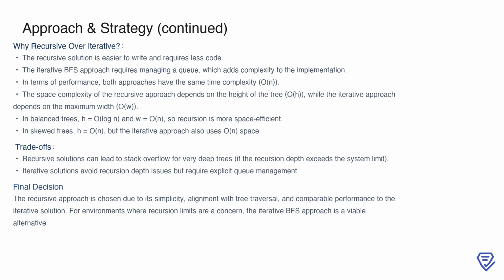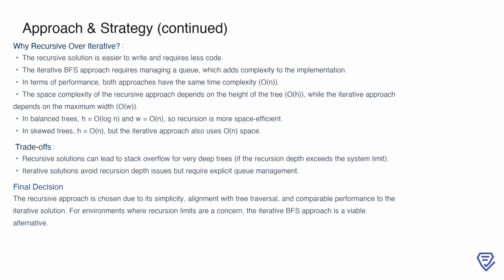From a space perspective, the recursive approach uses space proportional to the height of the tree, O(h), while the iterative method depends on the tree's maximum width, O(W). In balanced trees, where the height is O(log n) and the width is O(n), recursion is generally more space efficient. However, in skewed trees, both approaches can use up to O(n) space.